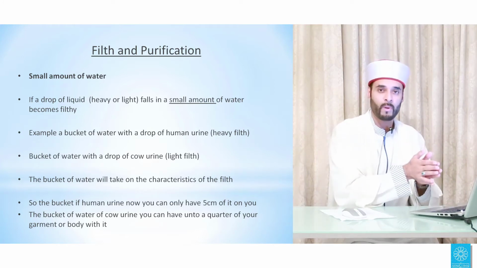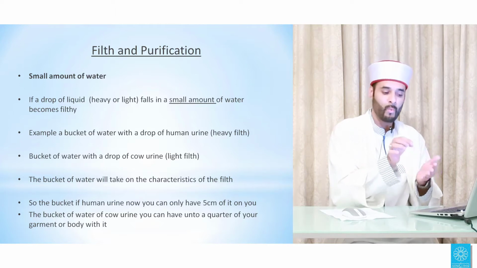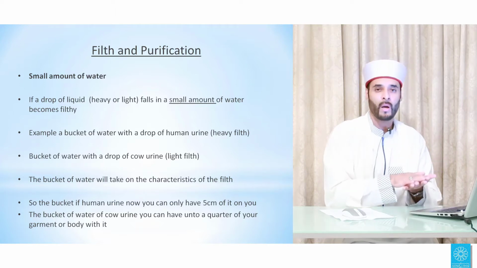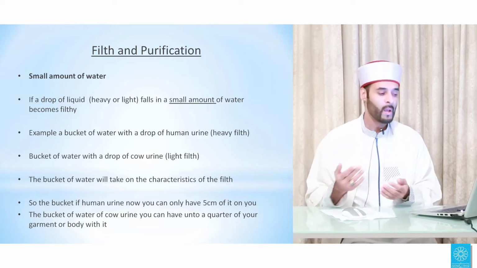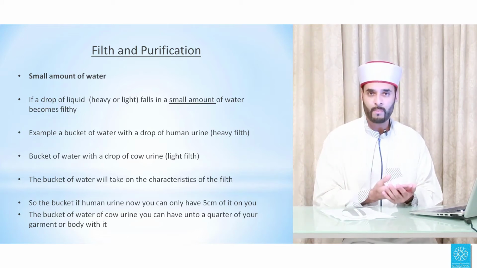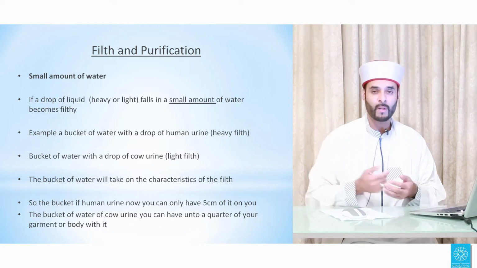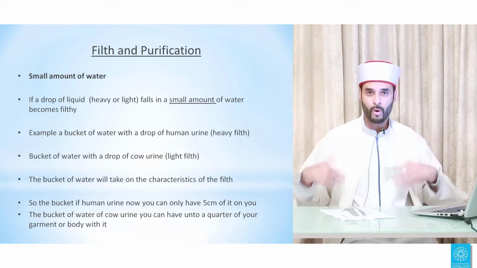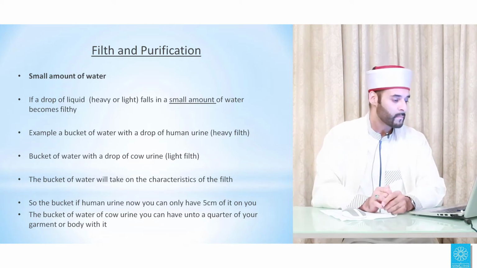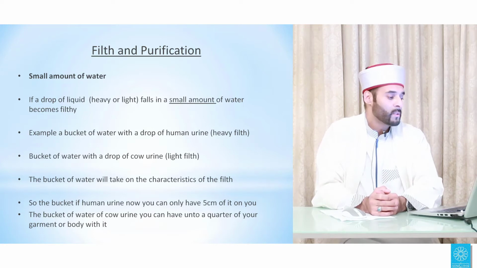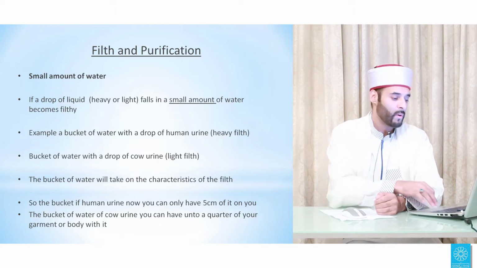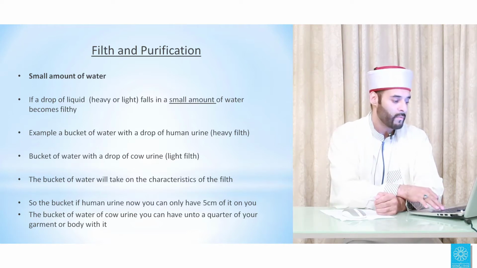So if it was human filth in there, then only a 5 centimeter diameter on your hand or on your body would be sufficient for you to now not be able to pray. And if it was solid filth, 5 grams. And if it was light filth, then a quarter of that water on your garment or your body. Because the actual water takes on the characteristics of the filth. So the bucket, if human urine now, you can only have 5 centimeters of it on you. The bucket of water of cow urine, you can have up to a quarter of your garment or body with it.